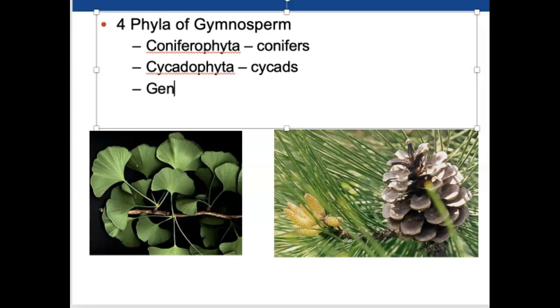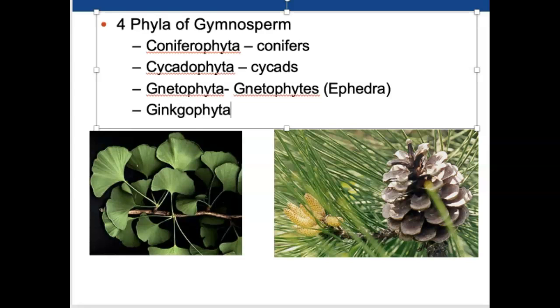Third phylum is the Gnetophyta. These are going to be the gnetophytes. The most common one, and we'll talk about it when we get there, is the ephedra. And then the fourth one, or the fourth phylum is Ginkgophyta, and the example there is the ginkgo.